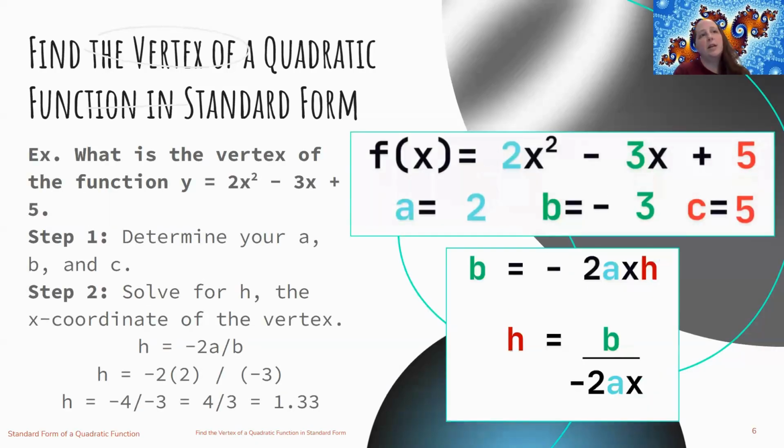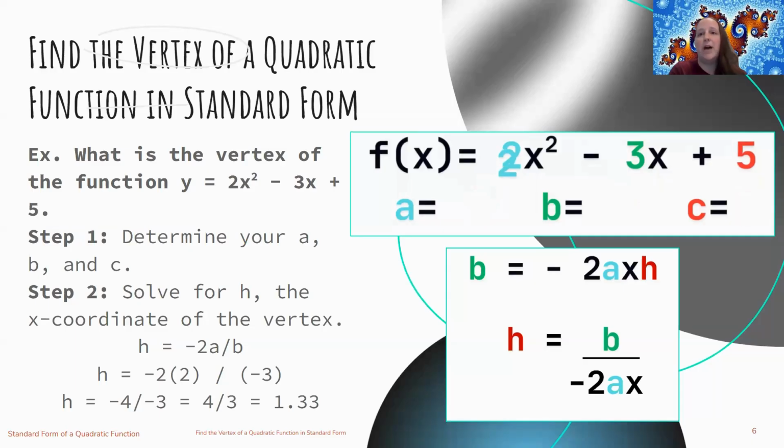So what is the vertex of the function y equals 2x squared minus 3x plus 5? Okay, so the first thing that we need to do is determine what our a, b, and c are. In this case, our a value is 2, our b value is -3, and our c value is 5. Okay. Then I can use what I just found, where b equals -2ah, and solve that for h. Okay. So I get h equals b over -2a.